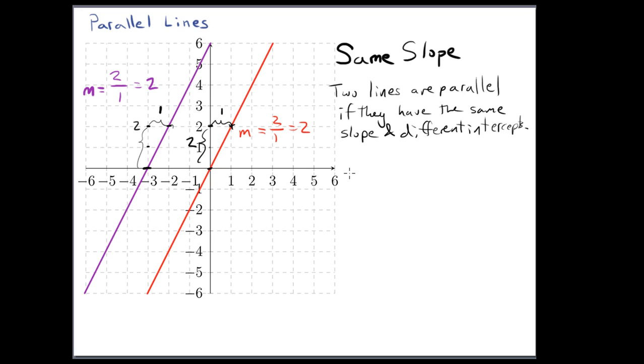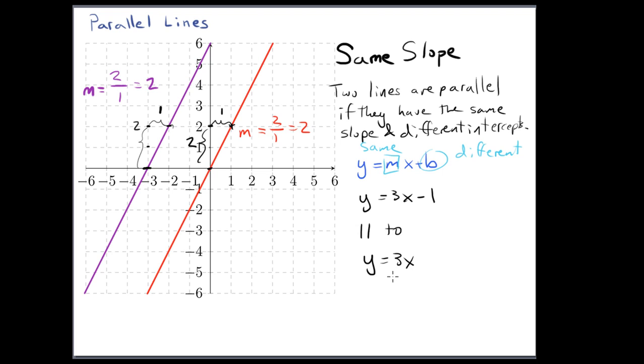So what's our big equation of a line? y is equal to mx plus b, right? So it's going to be the b that's different, and then m would be the same. So if I have y is equal to 3x minus 1, you know it would be parallel to y is equal to 3x plus anything but a negative 1, so plus 7. Then that's a parallel line.